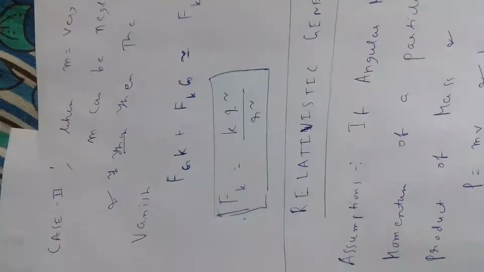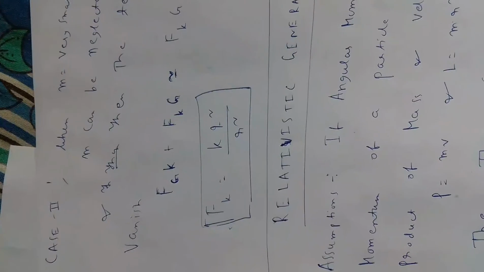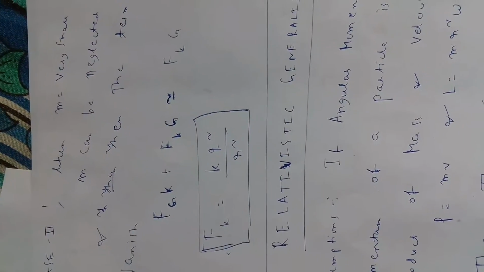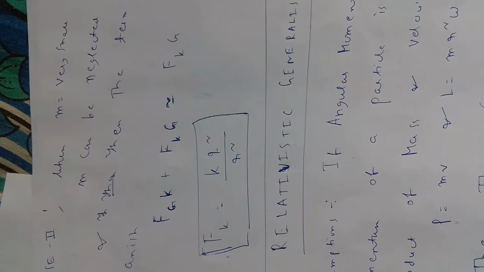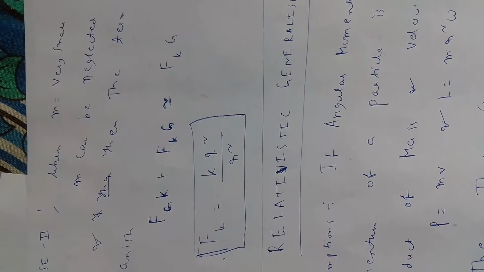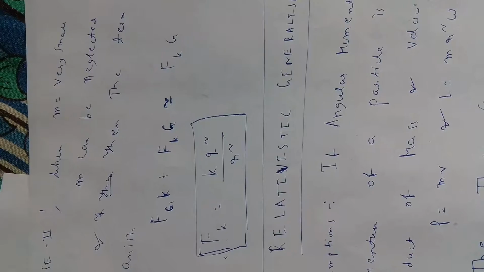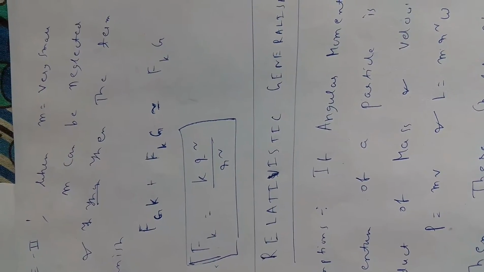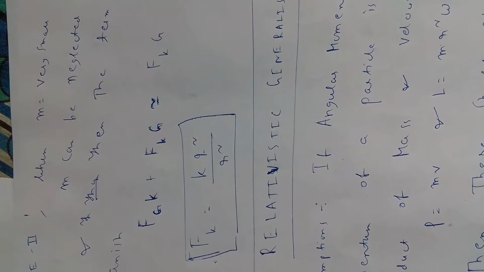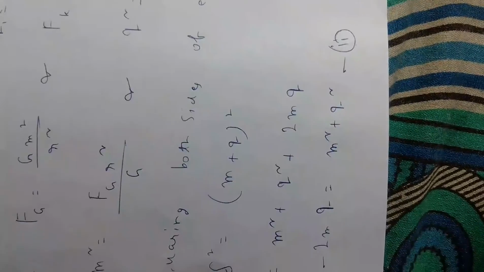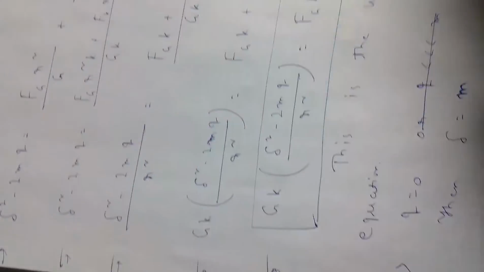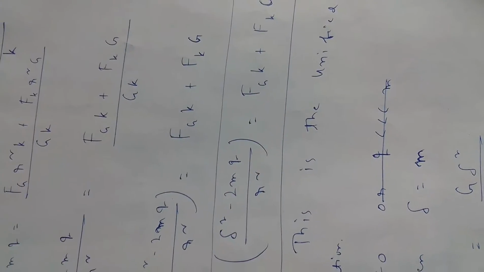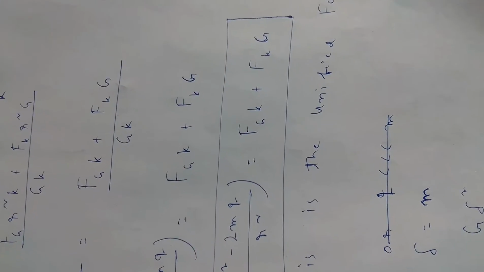Let me first show you once again the last part of the formula. In case 2, when mass is very small with respect to charge, as mass can never be equal to 0, we can consider m plus q as nearly equal to m. So we can write the force equation like this: Fgk plus Fkg is nearly equal to Fkg, as I have shown in the last part. Look over here, yes, this part, the right-hand side, Fgk plus Fkg.